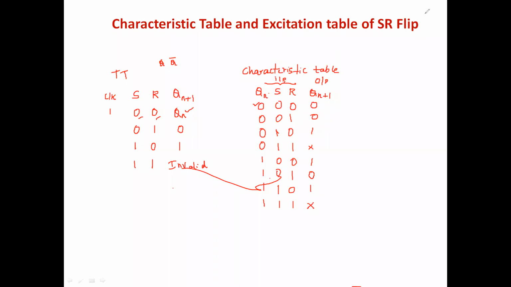So this is the characteristic table. So next coming to excitation table. Excitation table is nothing but what are the minimum inputs required for exciting the output from one state to another state. That means I will be knowing the outputs, which will act as inputs, and we will be predicting which input combination is required for exciting the output from one state to next state. So that is what the excitation table is.